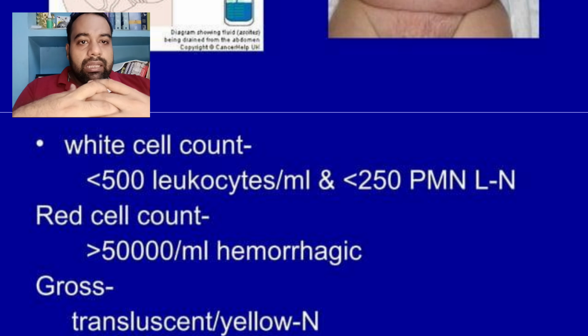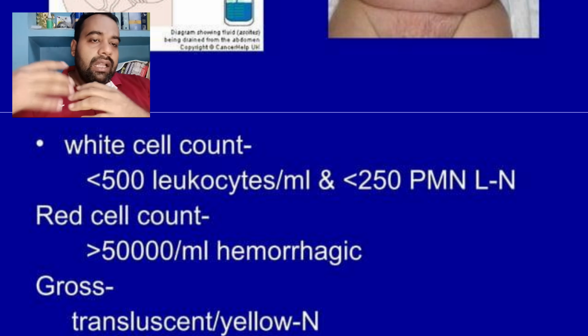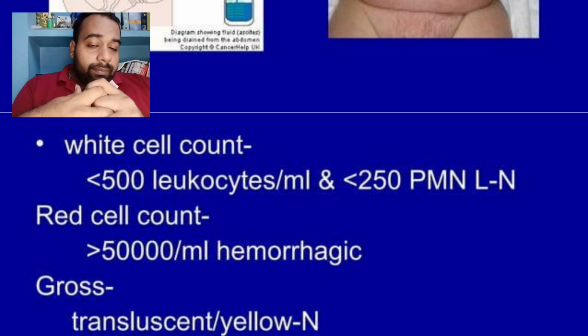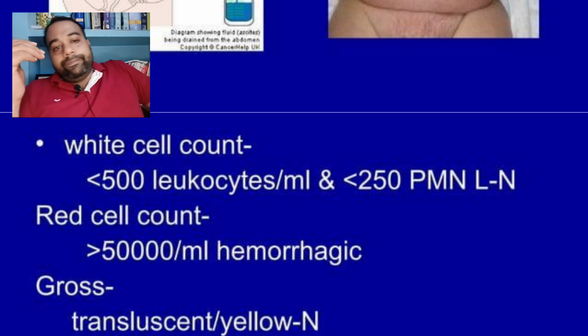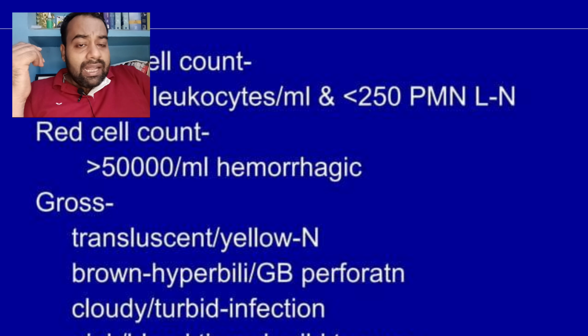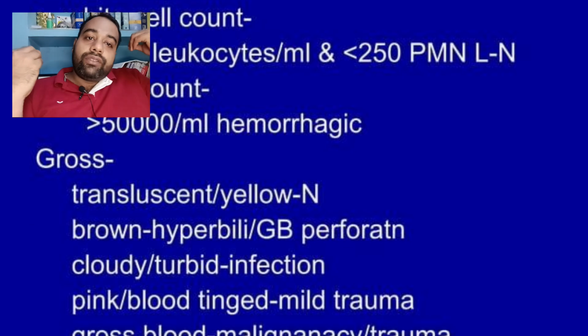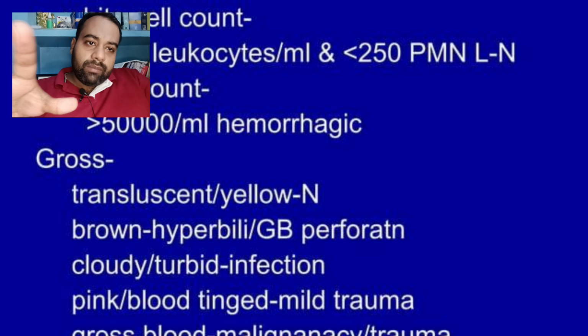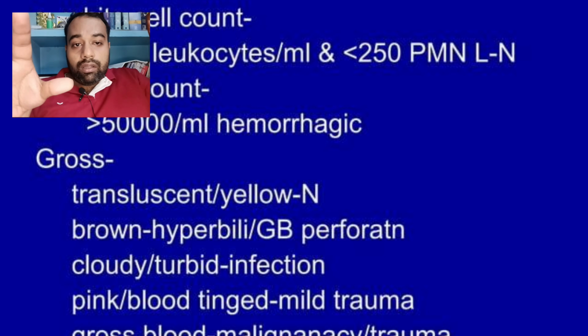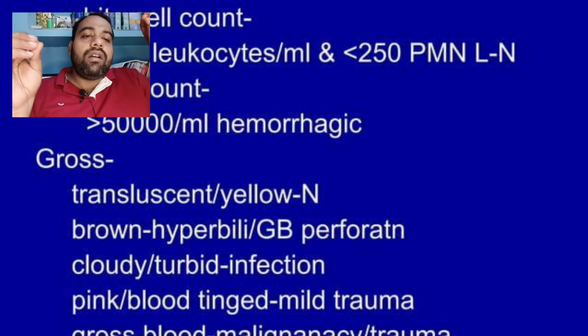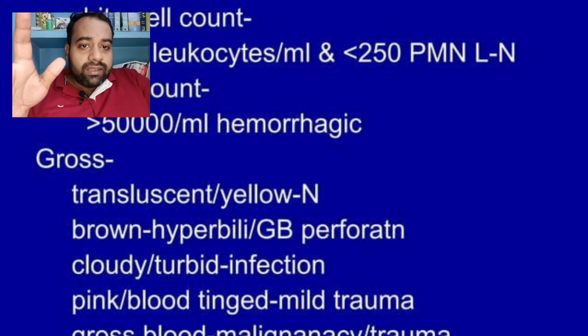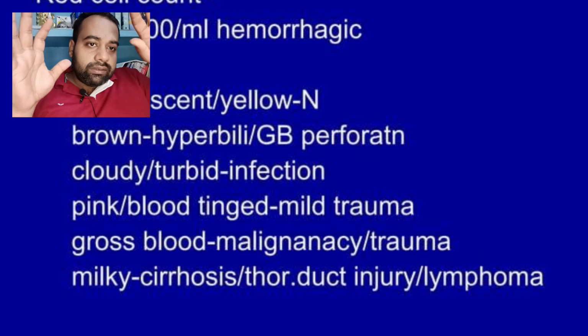So a white cell count typically less than 500 leukocytes and less than 250 PMN is significant in such cases. RBC more than 50,000 per ml in the ascitic fluid indicates hemorrhagic ascites. Now the gross appearance of the ascitic fluid: translucent or yellow is the normal finding, but a brown colored appearance is typically suggestive of underlying hyperbilirubinemia, or sometimes a GB perforation. Cloudy or turbid fluid is suggestive of infection.